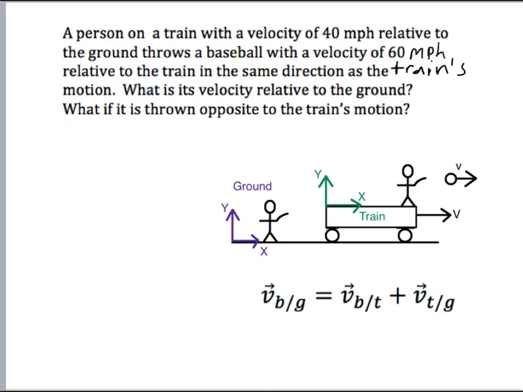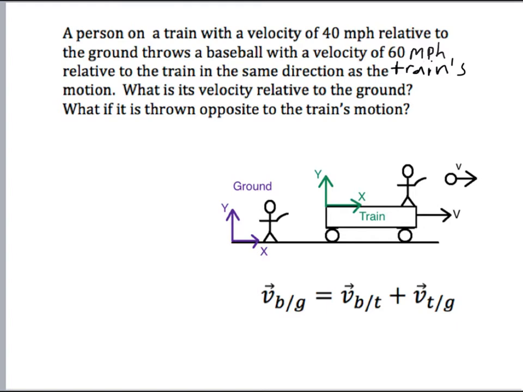Okay, so here we have a problem. A person on a train with a velocity of 40 miles per hour relative to the ground throws a baseball with a velocity of 60 miles per hour relative to the train in the same direction as the train's motion. What is the velocity relative to the ground? And that would be the velocity of the ball relative to the ground. And what if it's thrown the other way? What if it's thrown opposite to the motion?